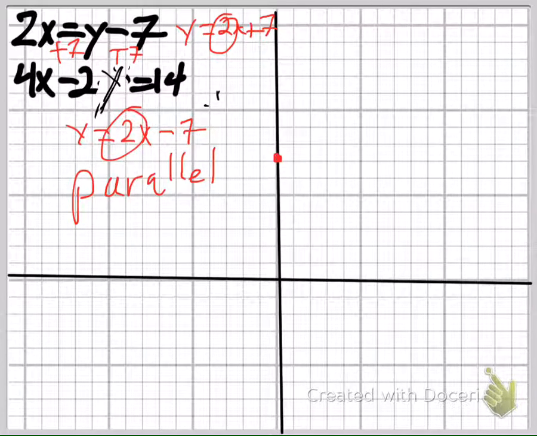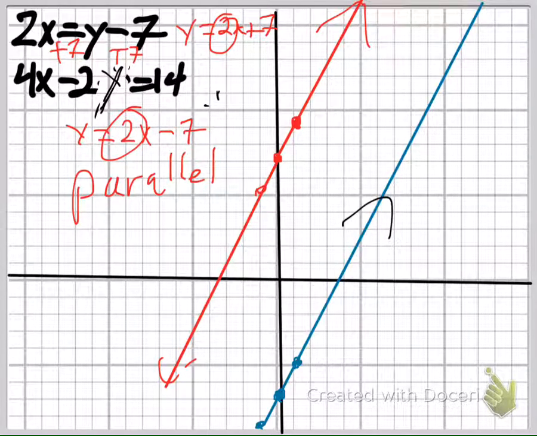Wait, question. Can you just graph it for number 1, can you just graph it? So this is parallel. So those are what the two lines would look like. So they're never going to intersect. So the answer there would be no solutions because they're parallel.